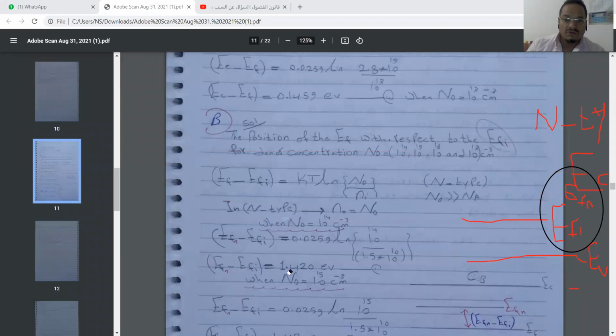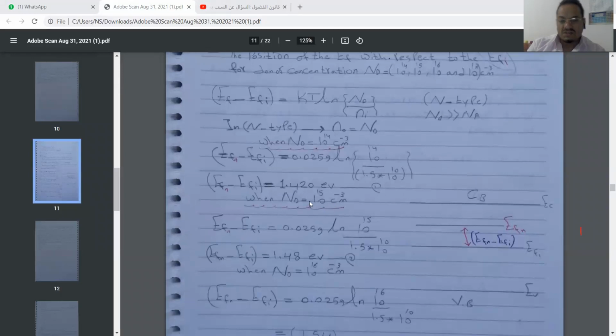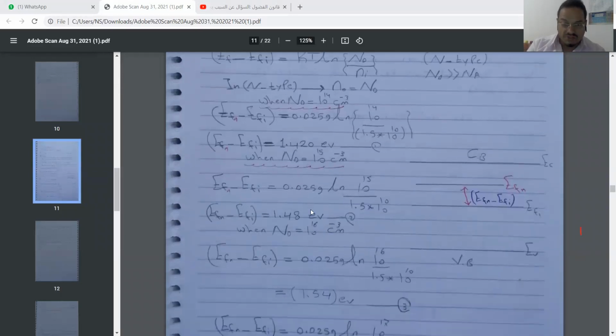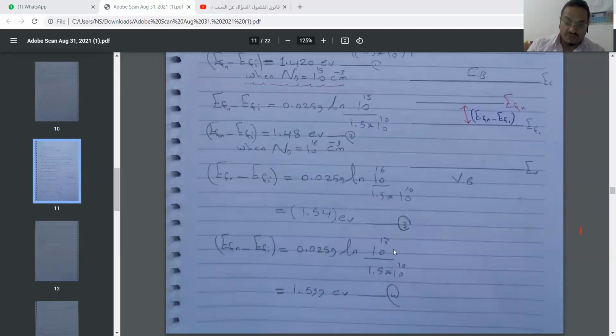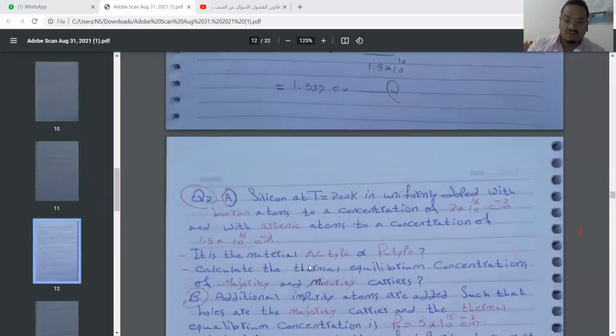You can go to another statement, to another piece of information. Here, exponential 15. Here, exponential 16. At the last one, exponential 17. The difference between the intrinsic Fermi level and the electron Fermi energy level equals 1.599 electron volt. Now let's focus on, I think, this important question.